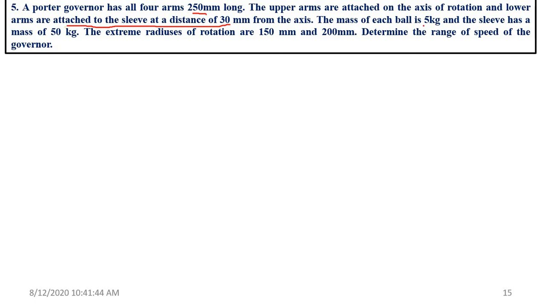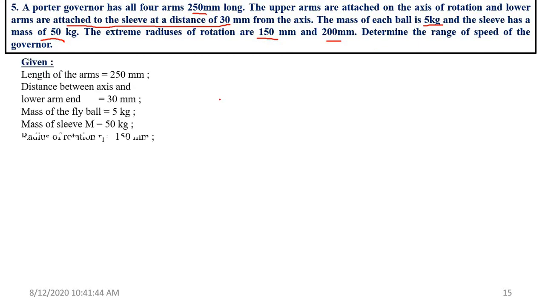The mass of each ball is 5 kg. This is the difference. Then the sleeve has a mass of 50 kg. That means ball mass small m is 5 kg, capital M is 50 kg. The extreme radii of rotation are 150 mm and 200 mm. Determine the range of speed of the governor. Extreme radii of rotation means R1 and R2, 150 and 200, and the arm length is 250.